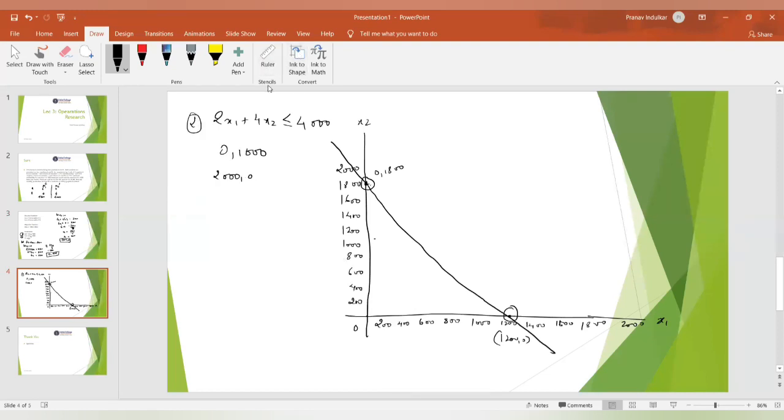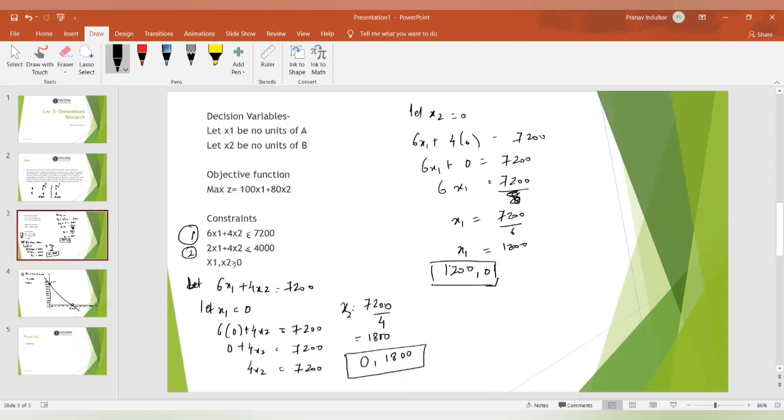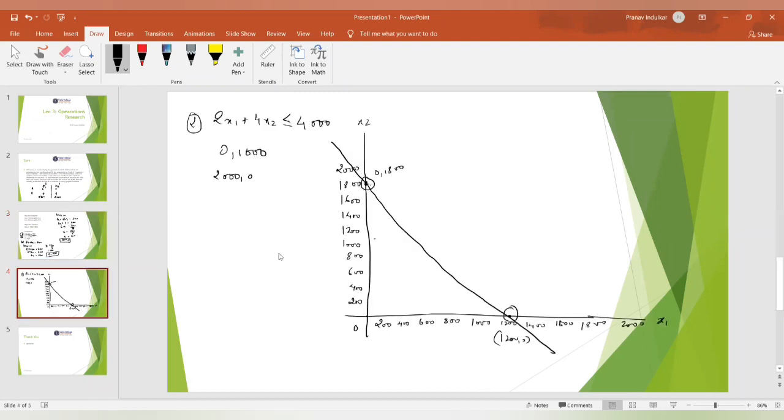Is this clear? You have to join both the points, since both points are of the same equation. This is the equation 6x1 plus 4x2, so you have to write down over here 6x1 plus 4x2 less than equal to 7200. Is this clear to all? Yes.